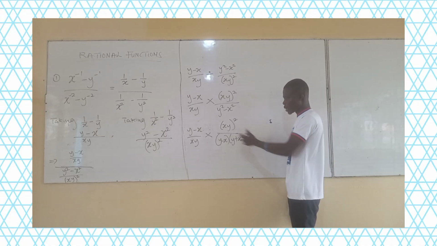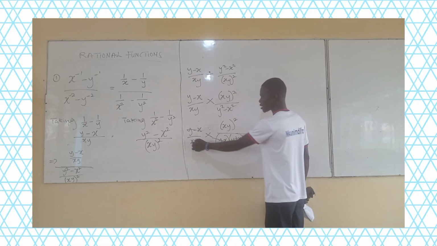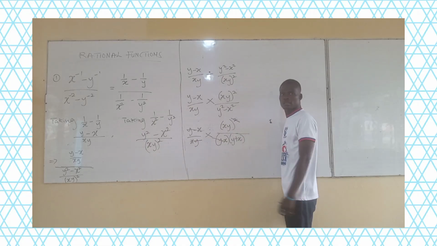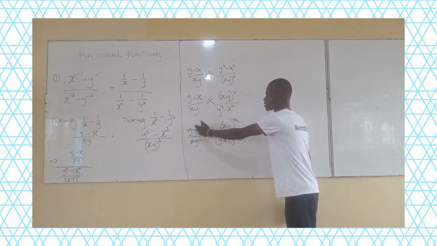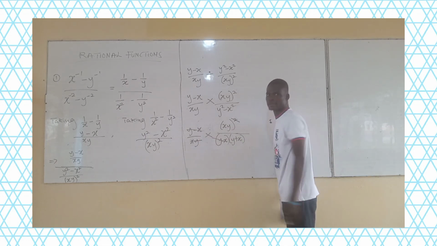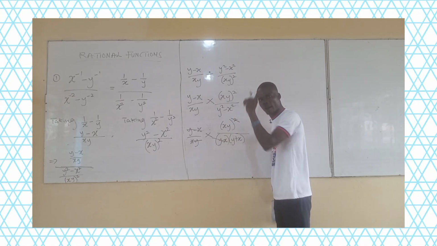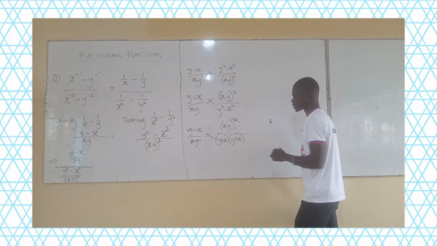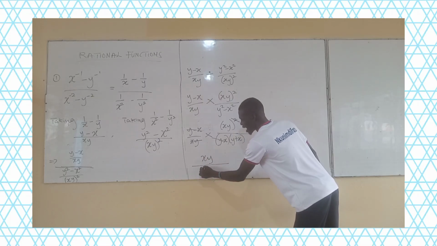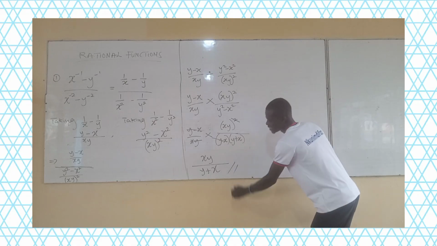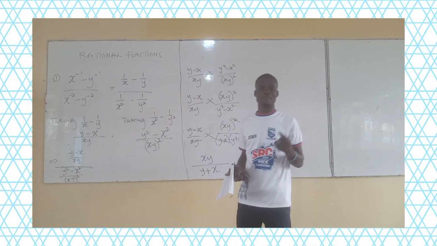If you do it this way, then y minus x is a common factor, so you can cancel it out, and we reduce the power of xy. We are left with xy all over y plus x. That is the final result for this problem.